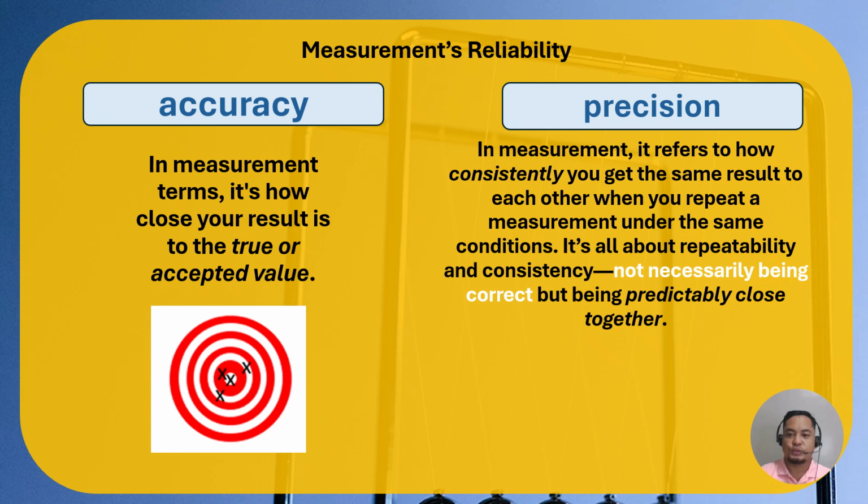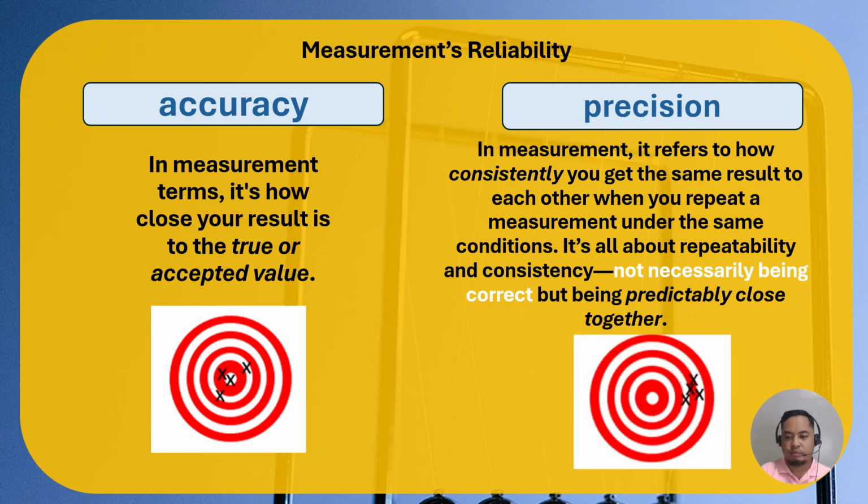And then when we say precision, on the other hand, in measurement, it refers to how consistently you get the same result to each other when you repeat a measurement under the same condition. It's all about repeatability and consistency, but it is not always correct. It is not always the right value. But always remember, all these measurements are grouped together, close together.